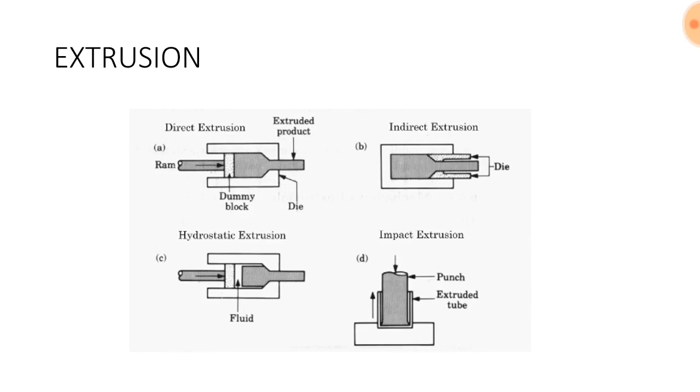Extrusion. Extrusion is divided into four types: direct extrusion, indirect extrusion, hydrostatic extrusion and impact extrusion. These are the diagrams showing various types of extrusions.